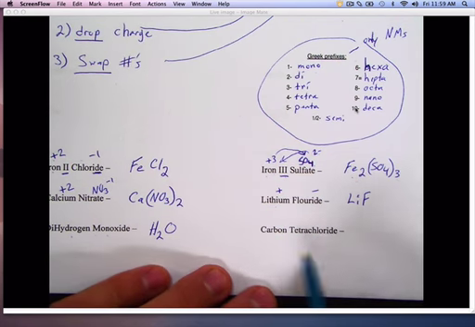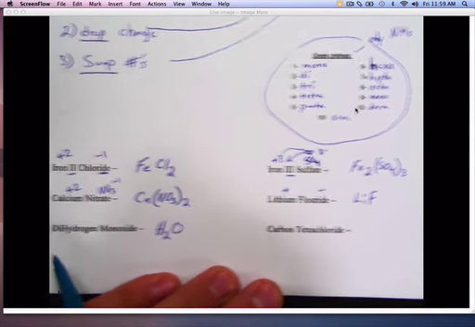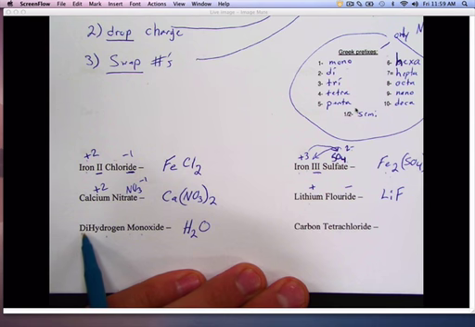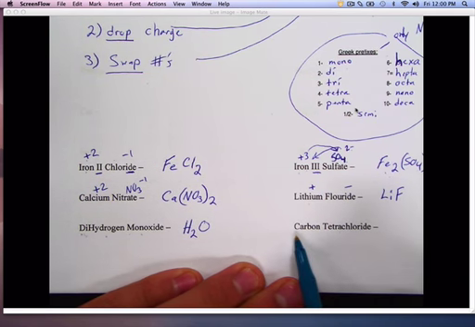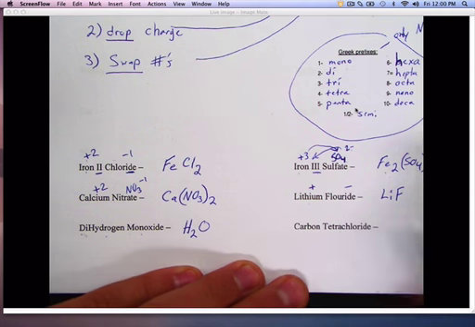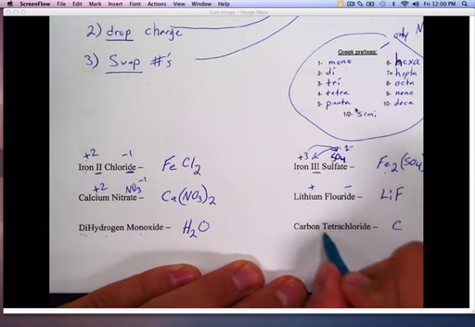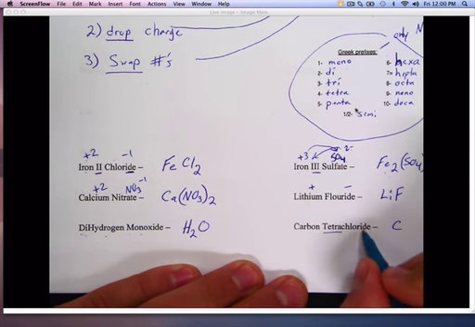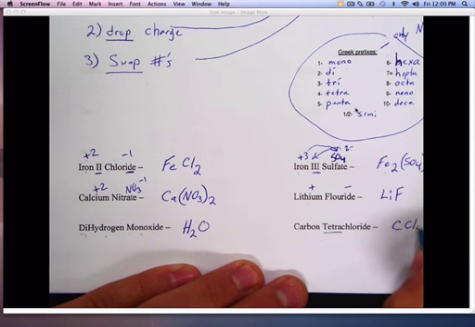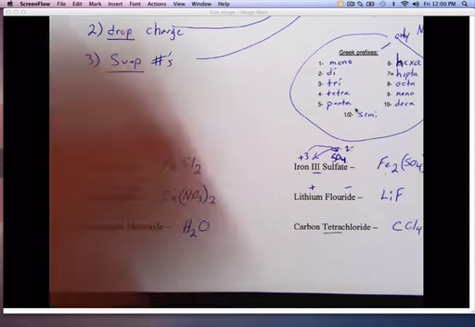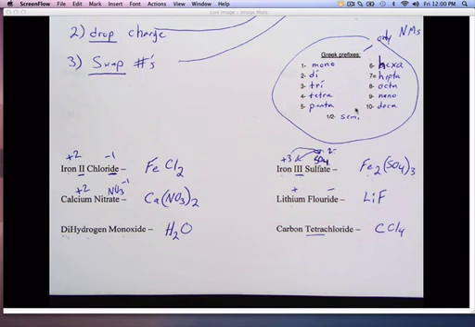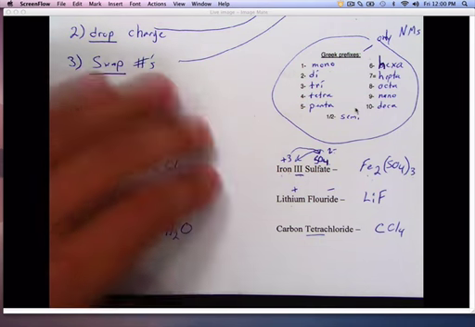You won't have a prefix if there's just one in the first one, but you'll always have a prefix if there's two or more. So anything di, tri, tetra, then you'll see a prefix in the first one. But if you notice over here, carbon, there's no prefix with it. That means you just have one. So you'd write C, and then the tetra tells me I have 4 chlorides. Cl4, CCl4. All right? And there's your basics on how to do writing formulas.